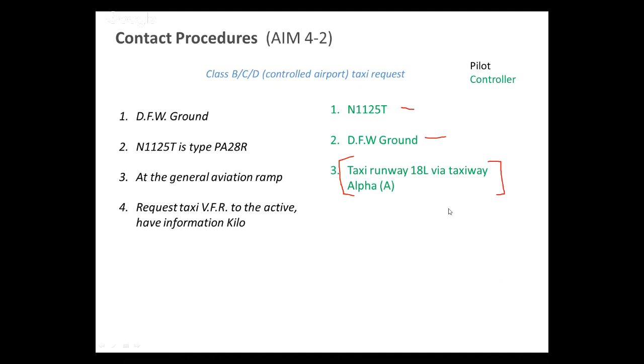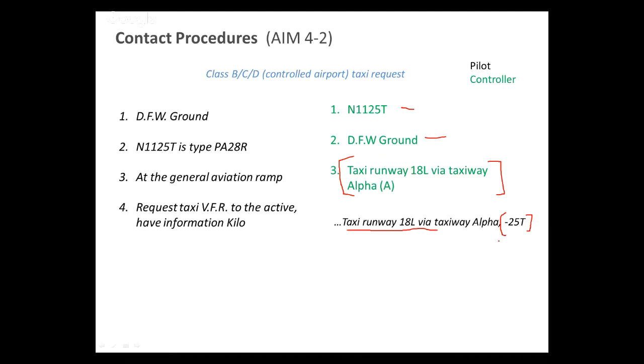Then, of course, I'm going to respond to him. I'm going to recite the clearance back to him. Taxi runway 18 left via taxiway Alpha. 25 Tango. So you can see I recited the clearance and I re-identified myself.